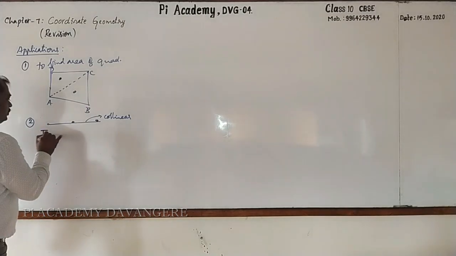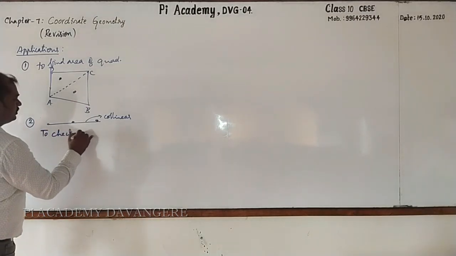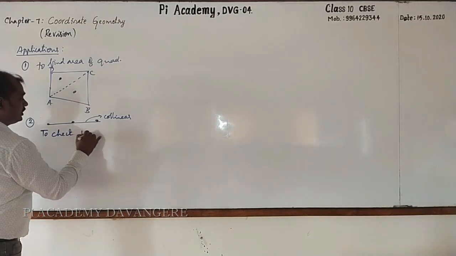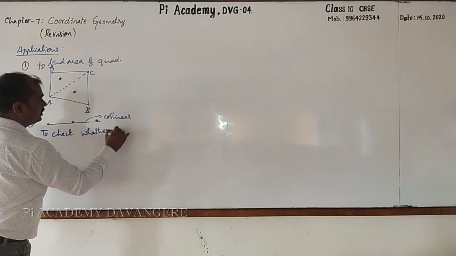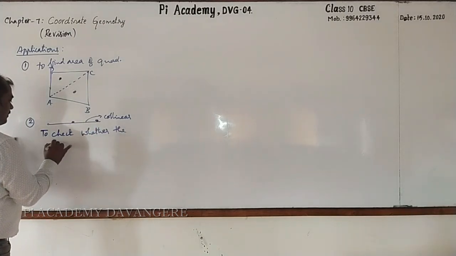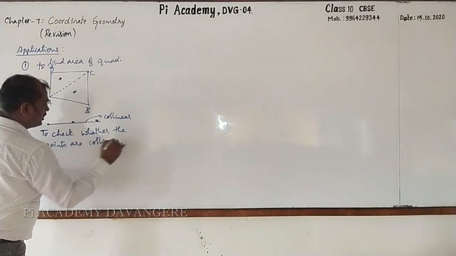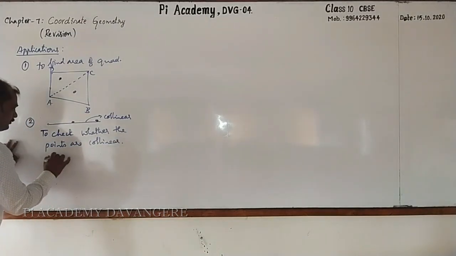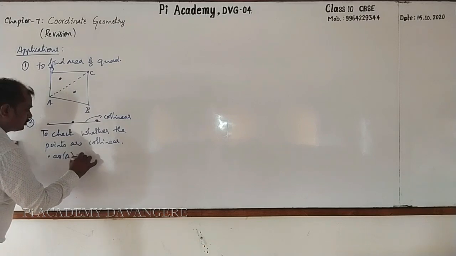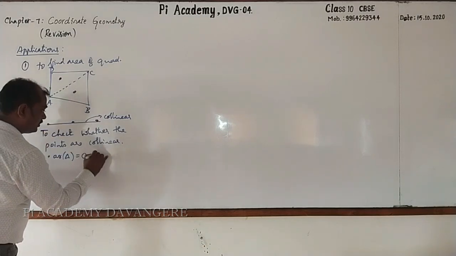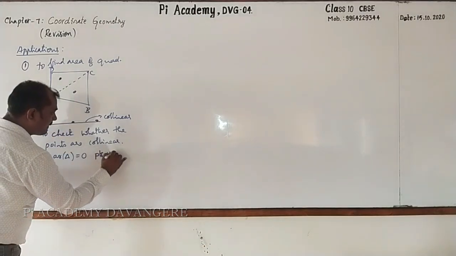So, it is used to check whether the points are collinear. And a very important result: if the area of the triangle is equal to 0, the points are collinear.